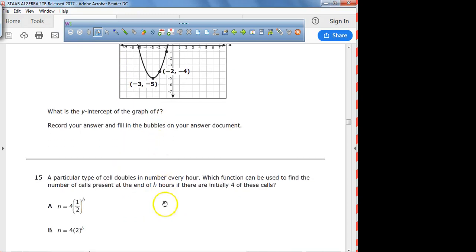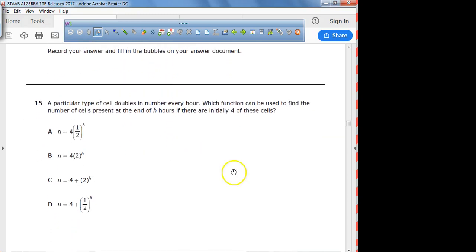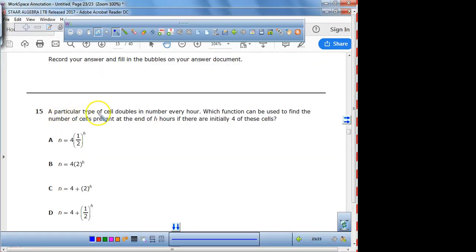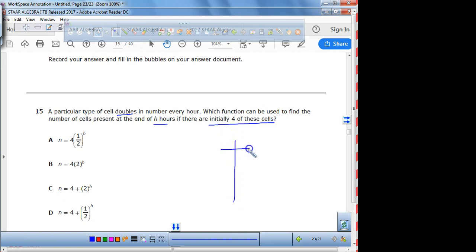All right, moving on. Ooh, look at this one. All right, here we go. Number 15. A particular type of cell doubles in number every hour. Which function can we use to find the number of cells present at the end of h hours if there are initially 4 cells? So here we go. What are we starting with? We have h hours, right? We have the number of cells. So after 0 hours, what are we starting with? We're starting initially with 4.